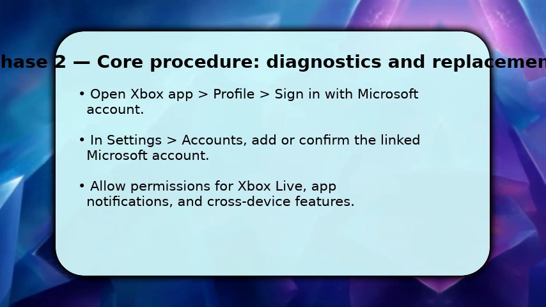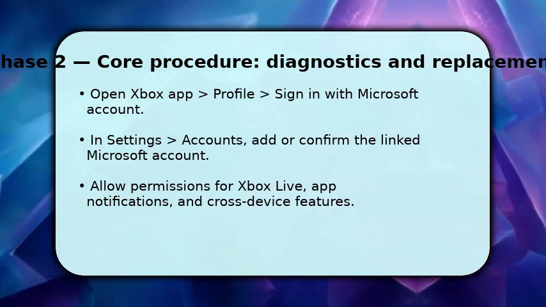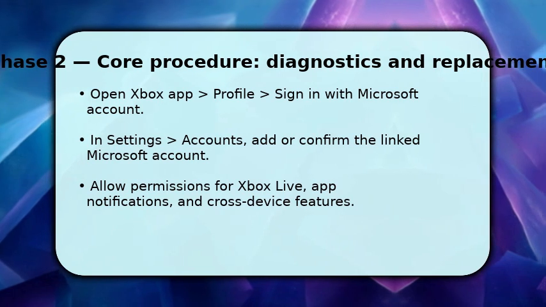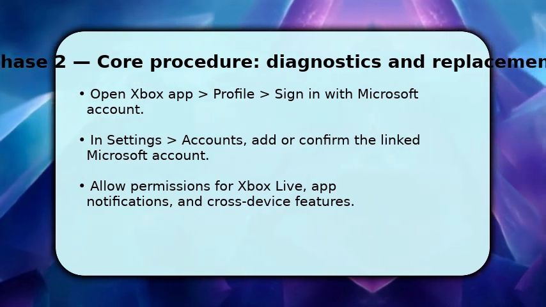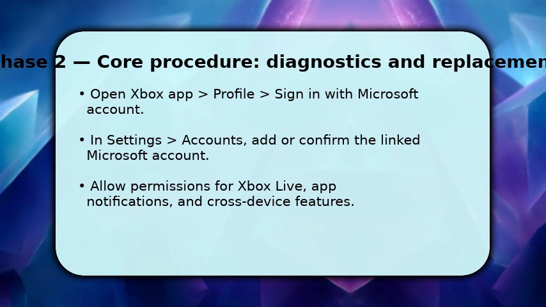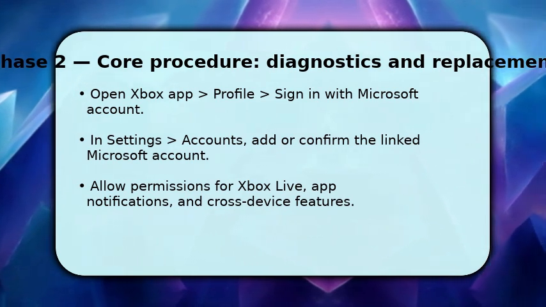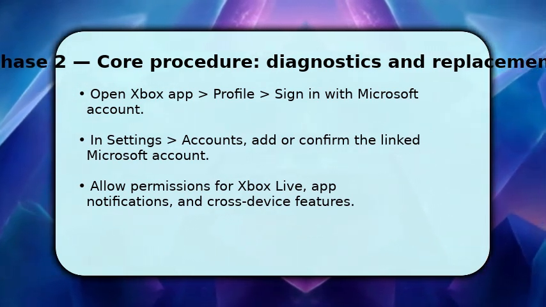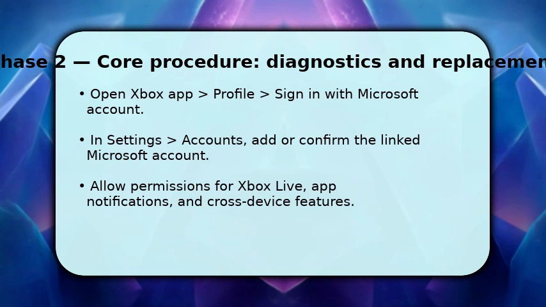Verify permissions for Xbox Live and notifications so the PC can communicate with Xbox services. If you want game streaming or remote play, enable those features here. They require both devices to accept the same permissions and be on the same network when possible.